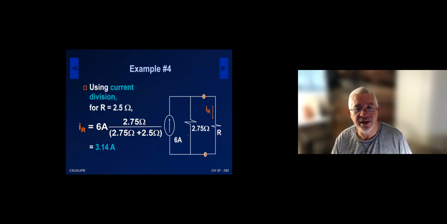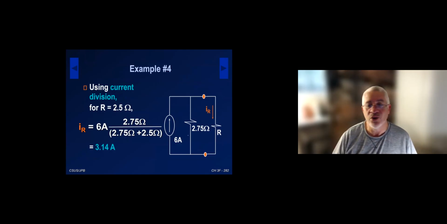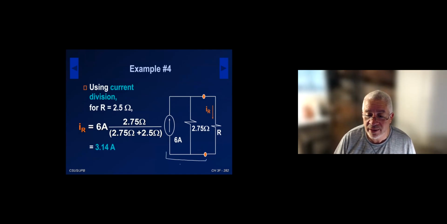Yeah, that may be a mistake, but let's take the 2.75 as it is. So now I connect, this is my Norton model here. This is a Norton model. And then now I'm connecting the resistor R. And then I'm essentially saying, okay, for R equal 2.5, I can use current division and get that current IR using current division. So that's 3.14.